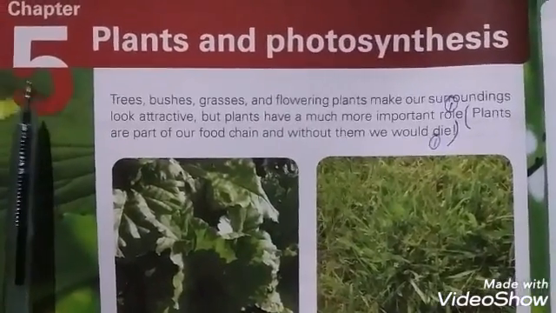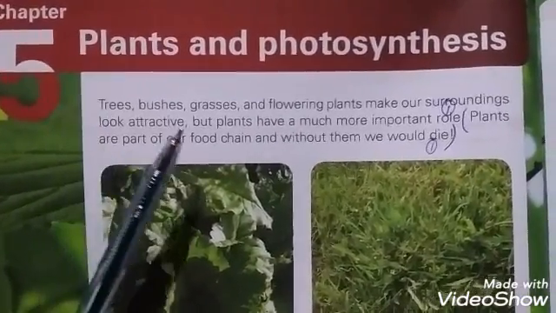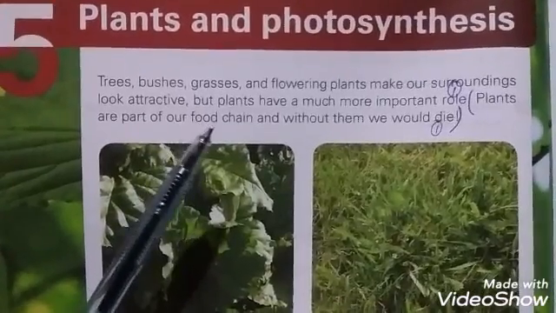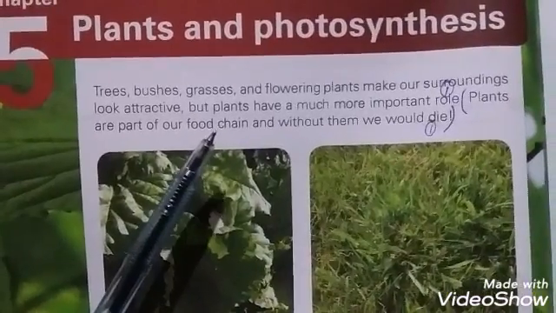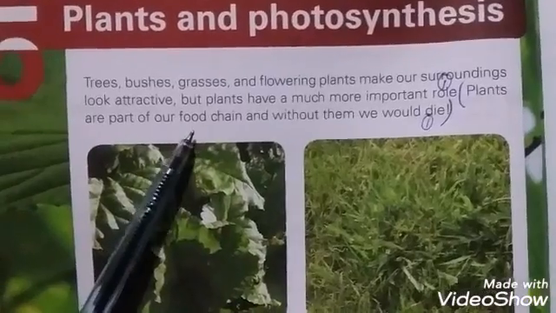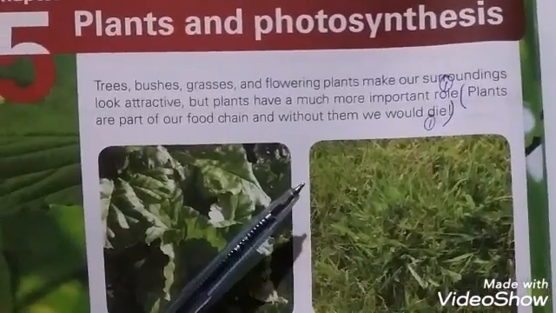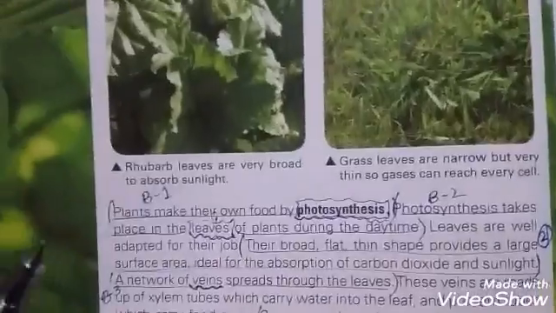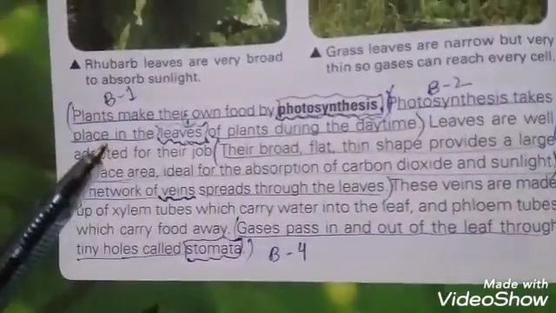We are going to start our 5th unit, plants and photosynthesis, their importance and how plants are important in our lives. The answer is plants are a part of our food chain and without them we would die. So the first concept of this unit is photosynthesis.